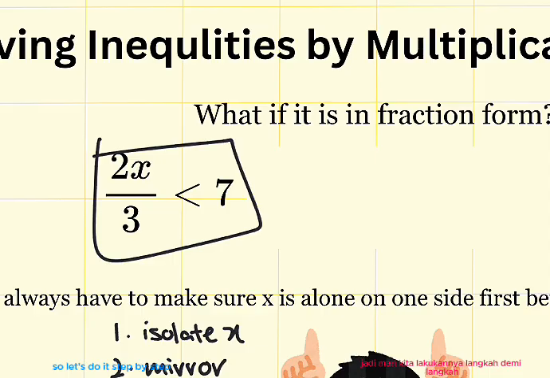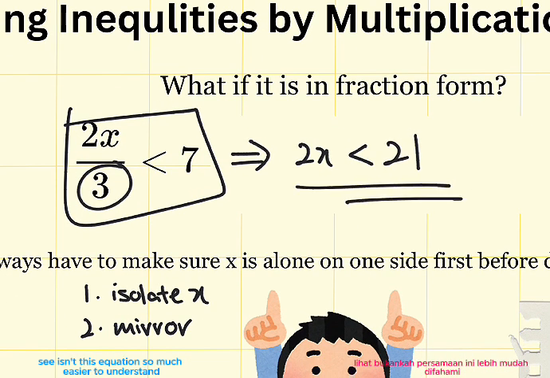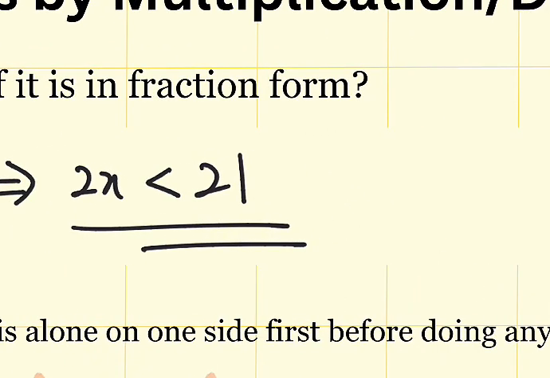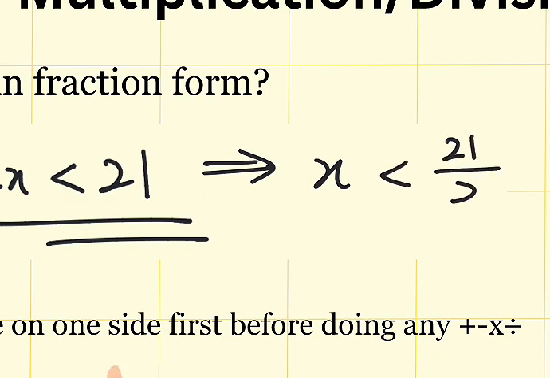Let's do it step by step, by pulling out all the numbers in the denominator so that it's easier for us to find x by itself. So what I will do is remove the 3 at the bottom by multiplying both sides by 3. See? Isn't this equation so much easier to understand? And from here, to isolate x, I just need to divide both sides by 2. And there we have our answer.